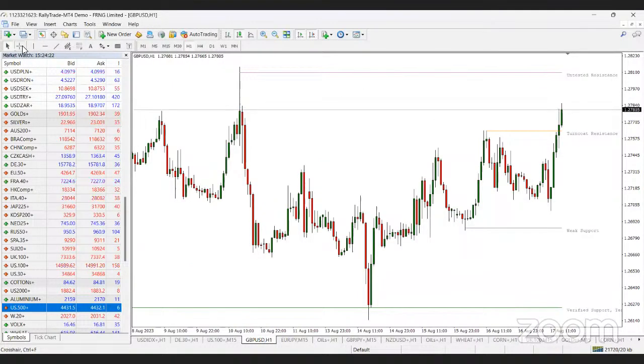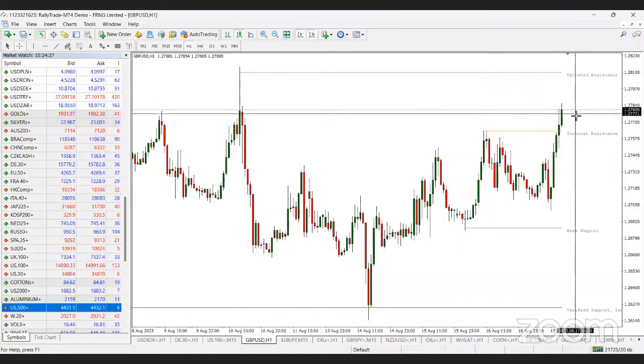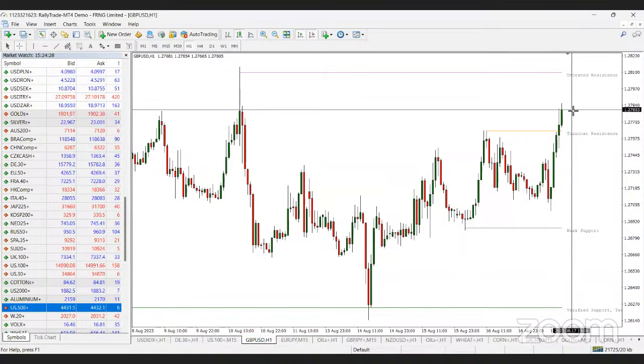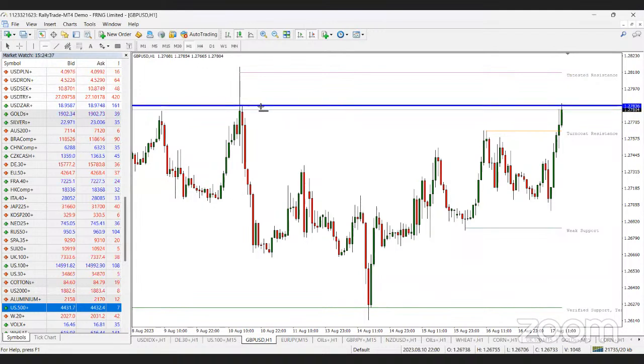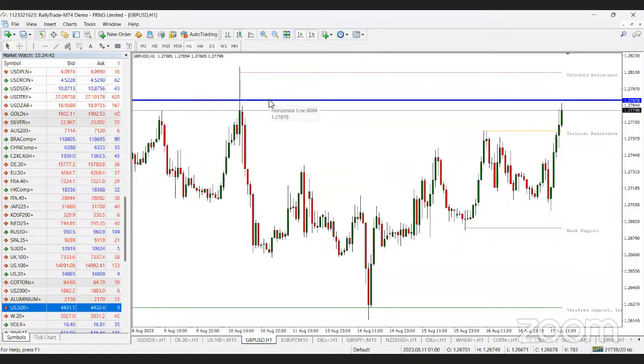But as it stands for GBP USD, we'll see how many pips we have to this untested resistance. Okay, close to 30 pips. This zone where GBP USD is, in fact, is a resistance.